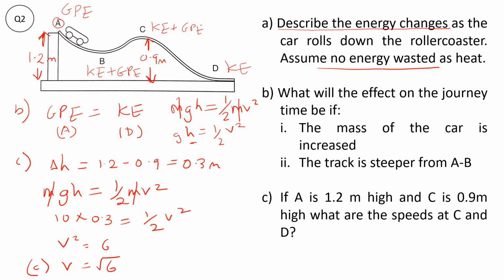Now, you repeat that whole thing. So to work out the speed at D, it's the same method, except that the change in the height is now 1.2 meters, because it's going all the way down from A all the way down to 0 at the bottom. So the height change is 1.2 meters, and you can work out using the same method what the velocity must be. Okay, let's move on.